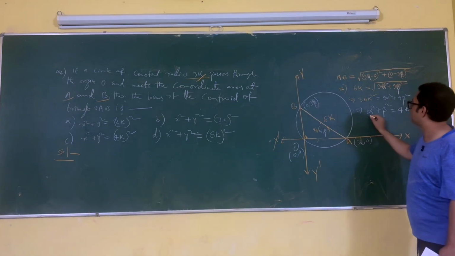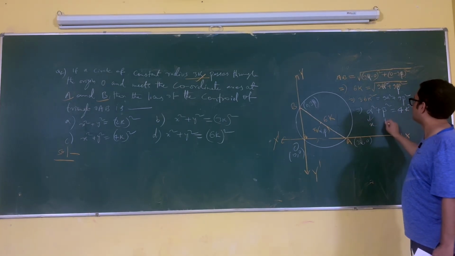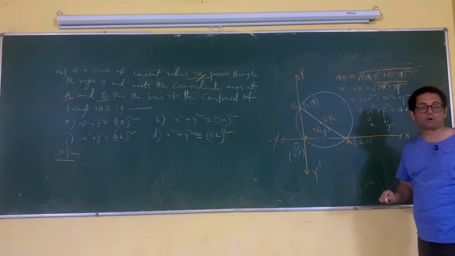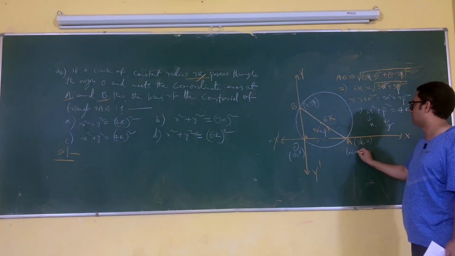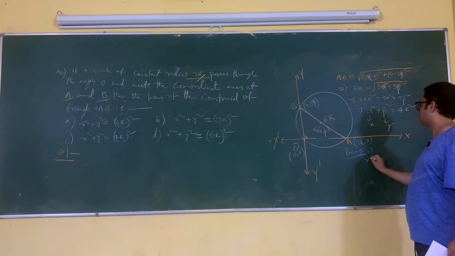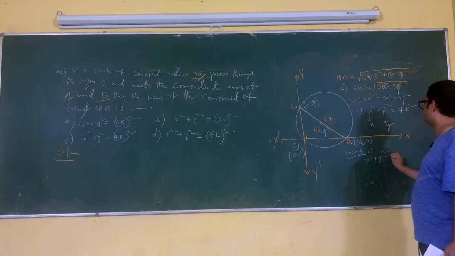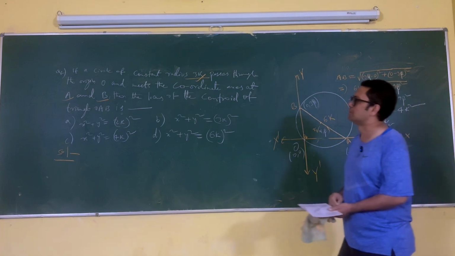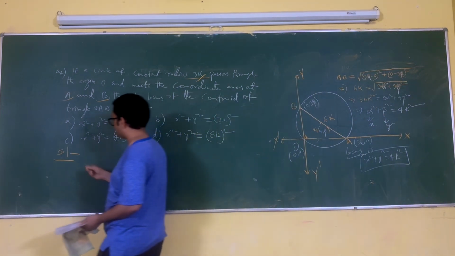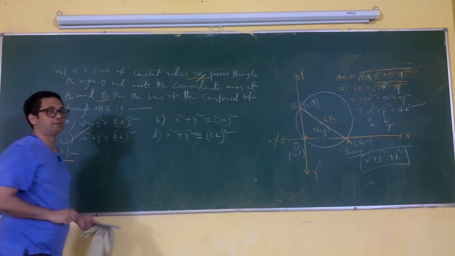Now substitute alpha with x and beta with y. So this is what locus actually is. So locus is x square plus y square is equal to 4k square. So your option number C is correct this time. This is the right answer for this question.